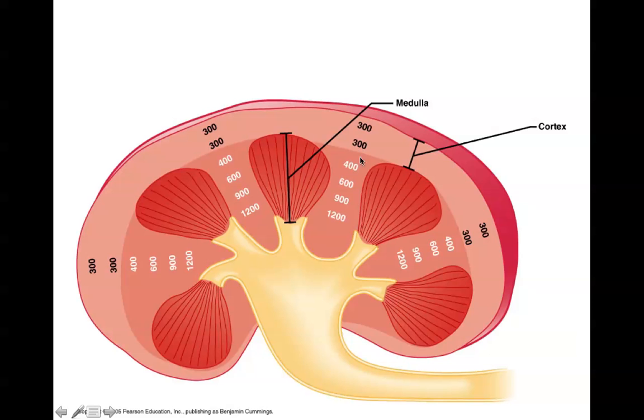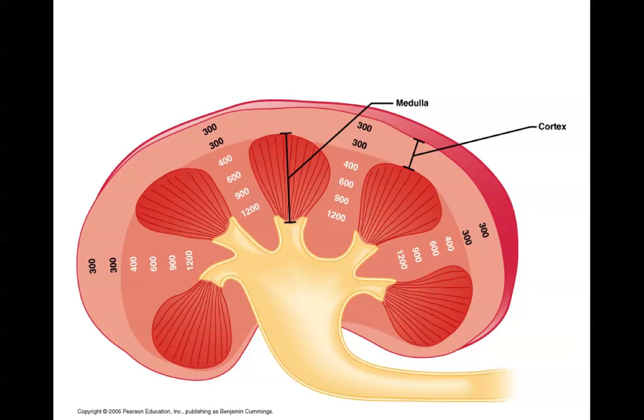And then as you dip into the medulla, you'll notice that the numbers change. As you go down the renal column, you'll have 400, 600, 900, 1200. And so deepest inside of the medulla, you're going to have 1200 milliosmoles, so very, very salty. So we're going to talk about exactly how that is established.